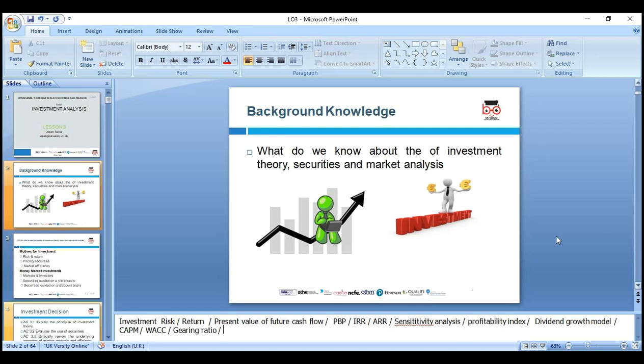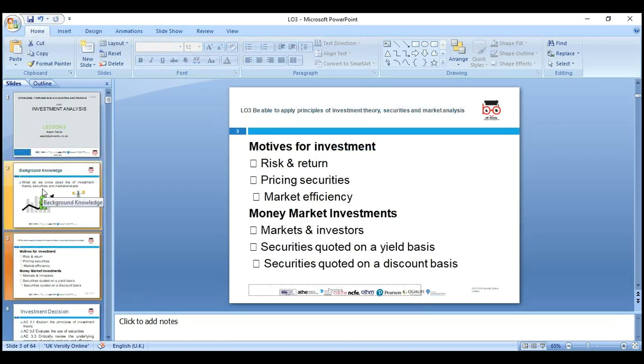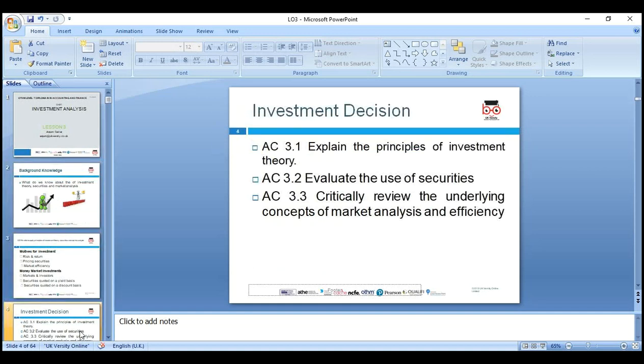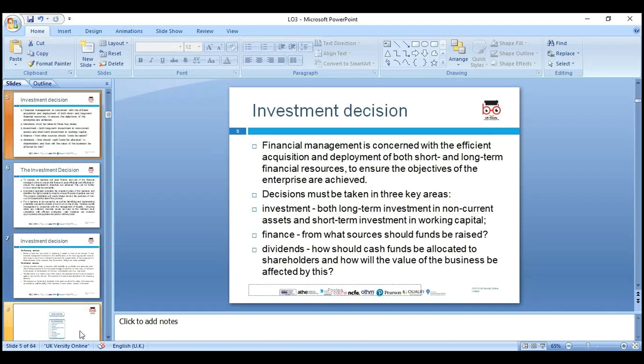And of course we can look at the market analysis, what other factors will impact all investments. So we'll go through different theories of investment. LO3 is the indicative content, which I just mentioned: motive for investment, risk and return, pricing securities, market efficiency, money market investment, markets and investors, securities quoted on the market, and all these are the key assessment criteria, and investment decisions.